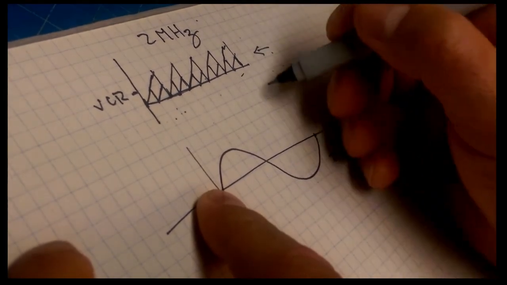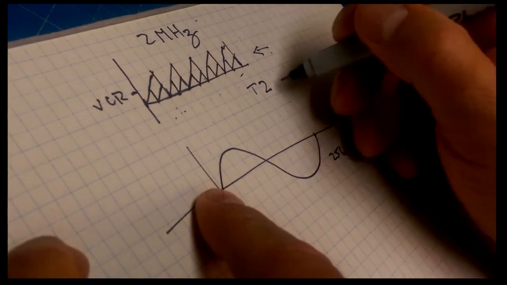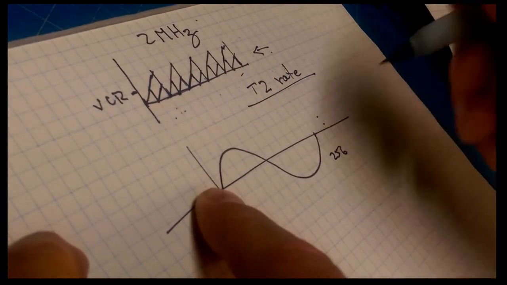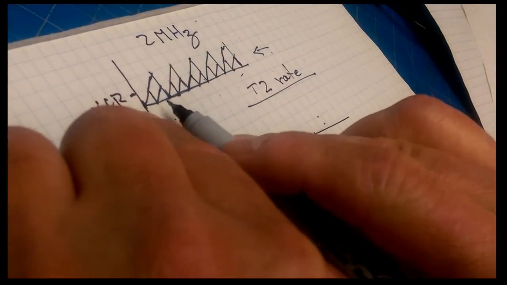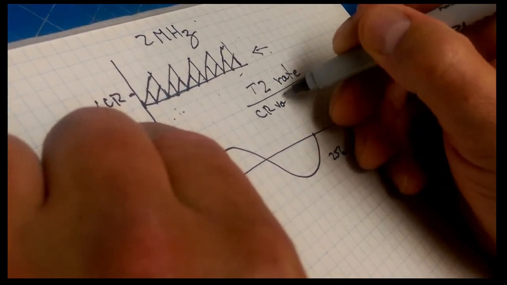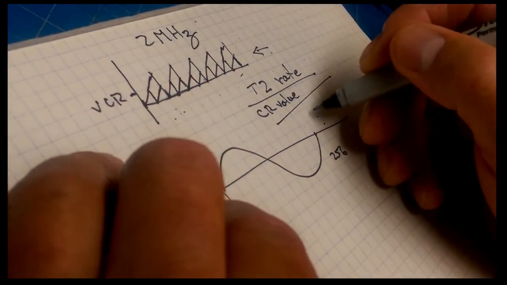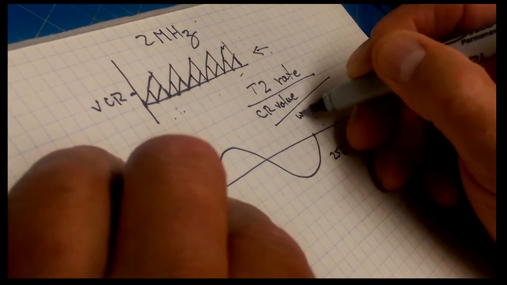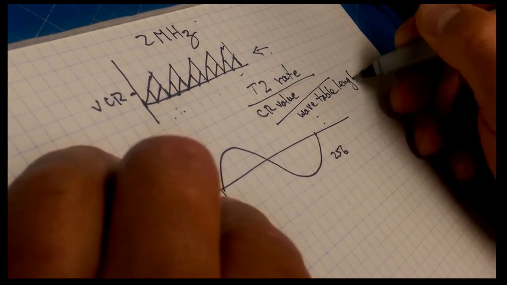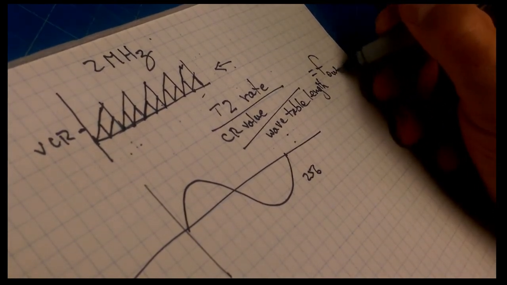So what does that mean? That means that the timer 2 rate, which is the base rate of our timer, divided by our compare register value, and then all of that divided by our wavetable length, that's going to equal our frequency out.